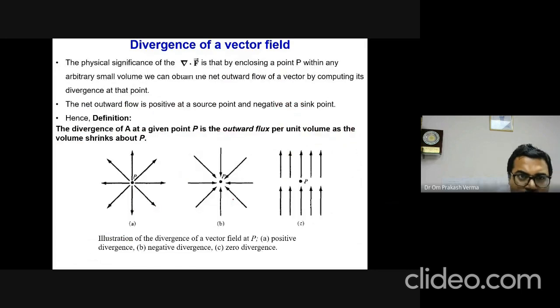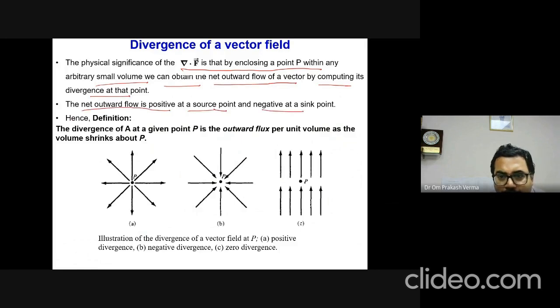So the physical significance of del dot F is that by enclosing a point P within any arbitrary small volume, we can obtain the net outward flow of a vector by computing the divergence at that point. The net outward flow is positive at a source point and negative at a sink point.